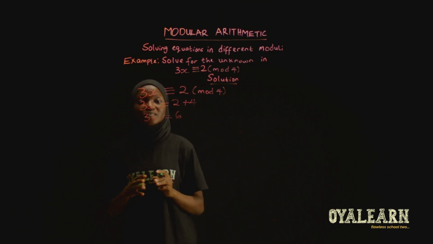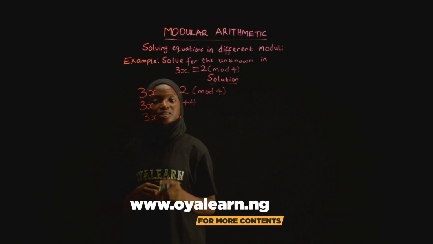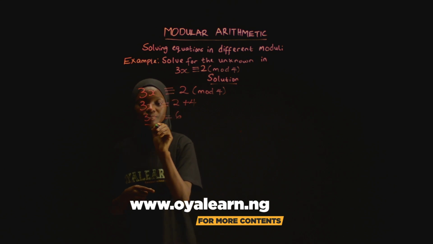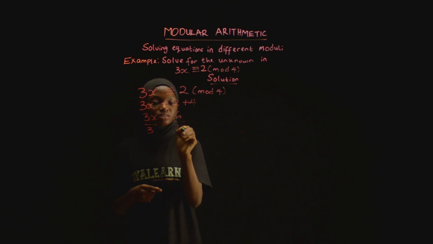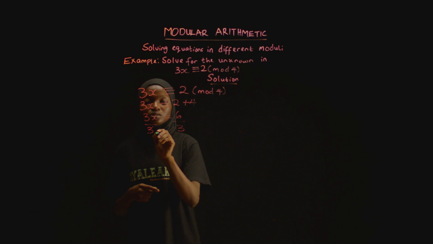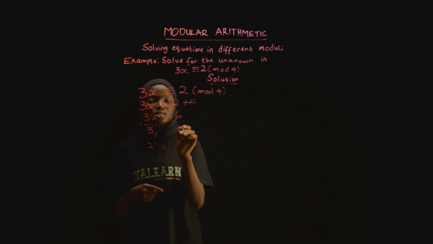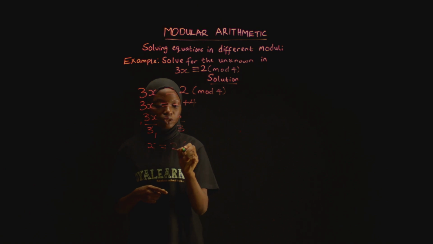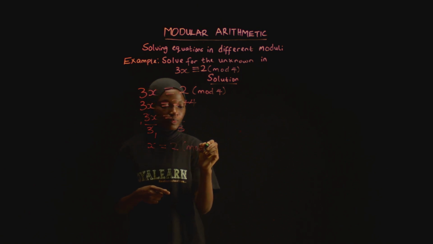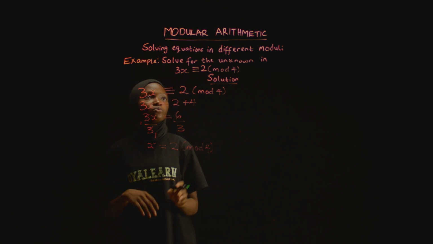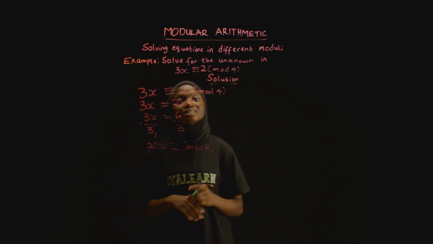And here we can divide both sides by 3 because 6 is now divisible by 3. So we have divided by 3, divided by 3. 3 goes in 3, 1. So we have x equals 6 divided by 3 here. We have 2 in mod 4. And that becomes the value for the unknown we have to solve for in this equation.